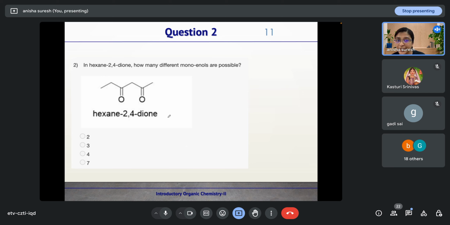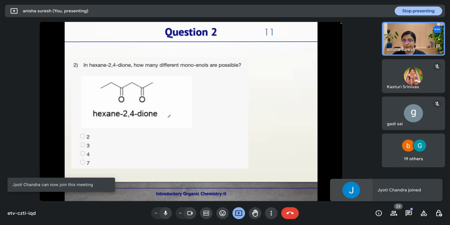In hexane-2,4-dione, how many different monoenols are possible? Option A 2, option B 3, option C 4, option D 7. Here they have not mentioned whether all the protons are different or all the protons are equal.